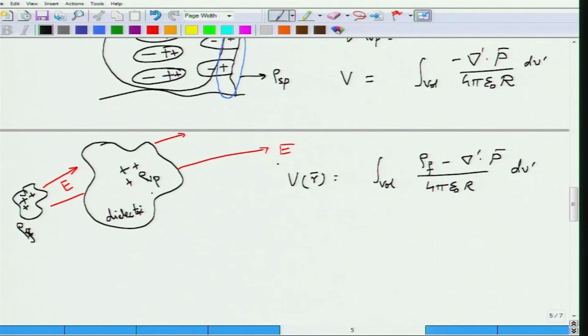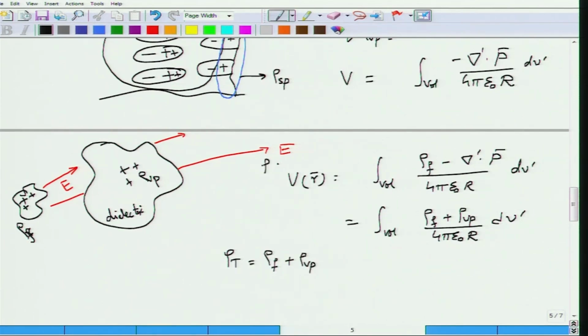Again, we are evaluating the fields at a very far away distance from the dielectric. Now, if this is the field that I have, I could take it one step further and write this as rho f plus rho Vp divided by 4 pi epsilon 0 r dv prime, right. If I define a rho total as rho f plus rho Vp, as far as the potential at this point P is concerned, which is very far away from the dielectric, there is absolutely no difference between rho f and rho Vp.